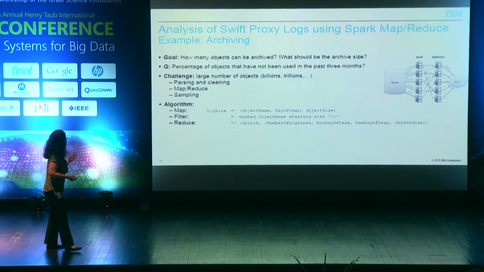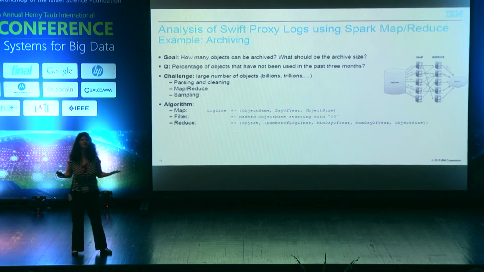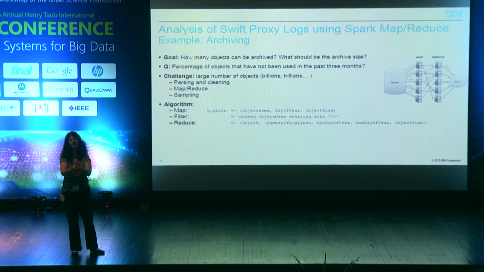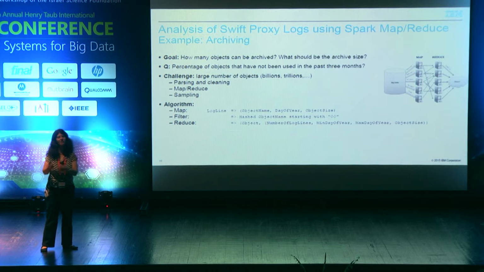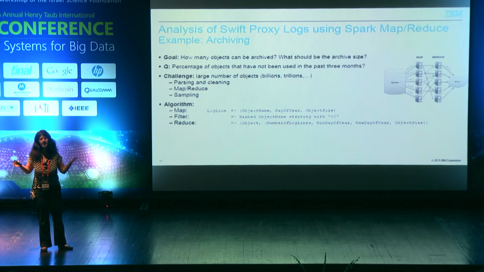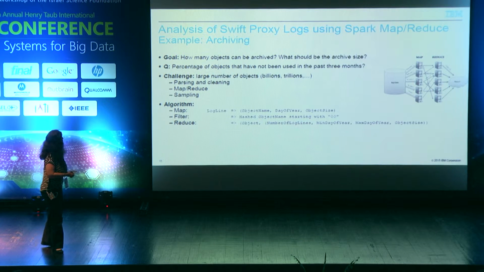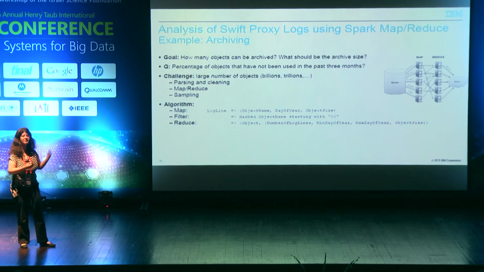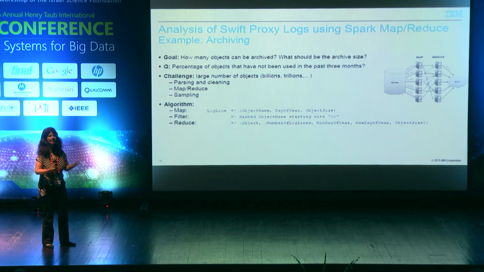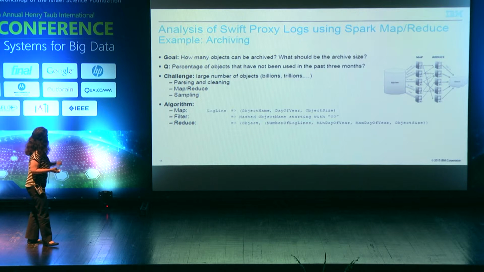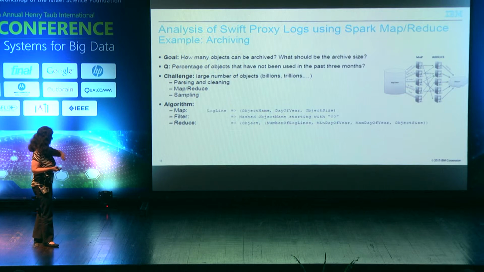Okay, so one problem that we were asked about is archiving. People from IBM Cloud came to us and told us, well, we would like to build an archive for the object storage. If an object was not touched for a long time, maybe we can put it in the archive. Somehow this will reduce costs a lot. So they would like to know how many objects they can put in the archive. What should be the planned archive size? A more specific question would be, what percentage of objects, for example, have not been used in the past 3 months?